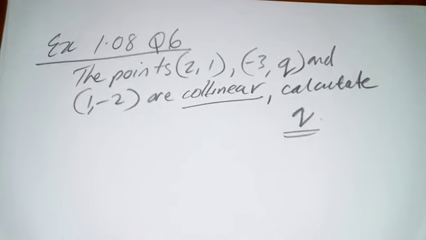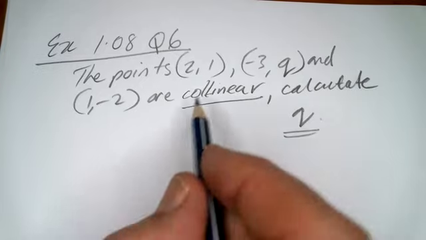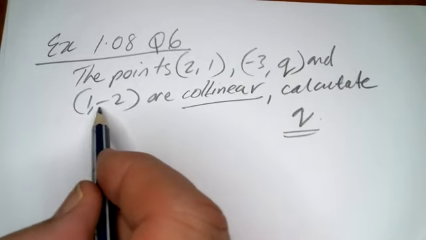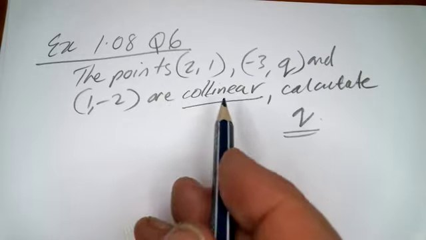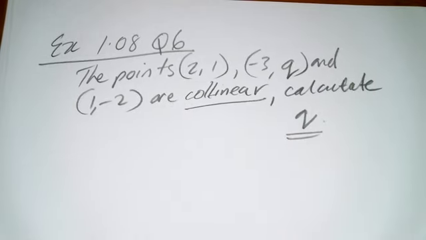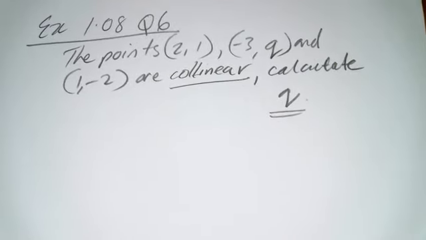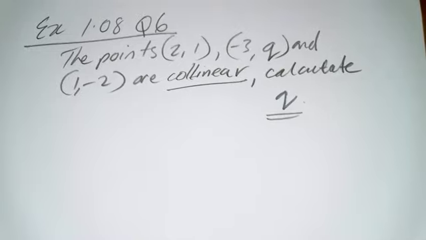All right, we've got exercise 1.08, question 6. I've got the points (2, 1), (-3, q), and (1, -2) are collinear. Calculate q. So many ways of doing this. The way I'd like to do it, though, is to use the two-point or the point-point equation. By doing this, we don't need to find the gradient. We can get the gradient and the equation for the formula in one go. Let's have a shot at that.